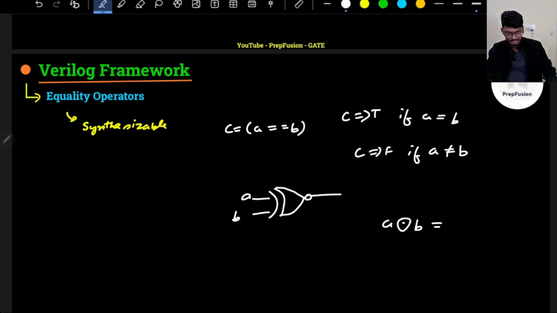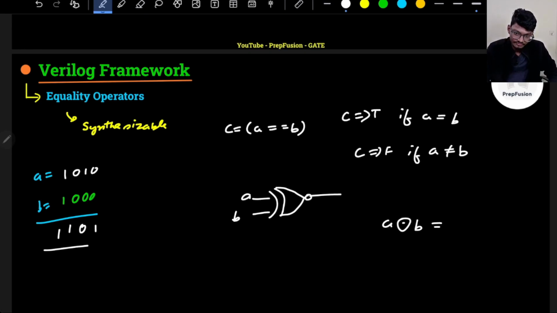So let us do a bit of an example. Let us take A as 0 1 0 1 and B as 1 0 0 0. If I do XNOR, the first bit will be 0, and so on. So all bits are not equal, so let me make a few bits equal. B will be 1 0 0 0, so the XNOR result will be 1, this will be 0, this will be 1, this will be 1. So a few bits are 1 and a few bits are 0.